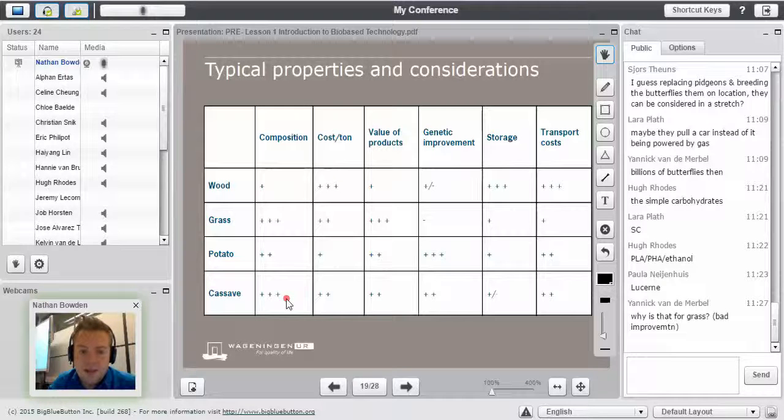Cassava, composition is fantastic. The cost is pretty good. The value is pretty good. You can improve the cassava. However, storage is bad, and it's a little bit difficult to transport.